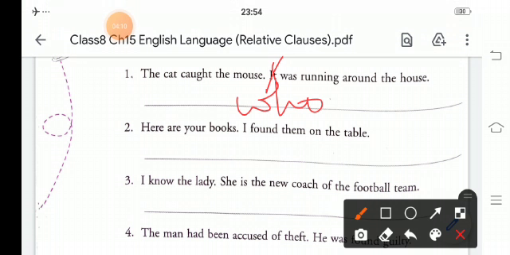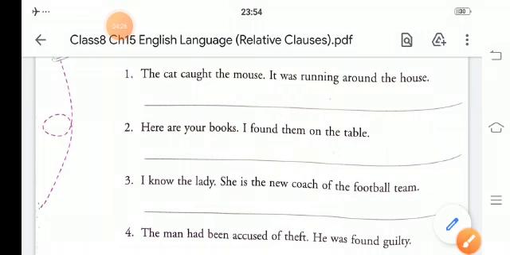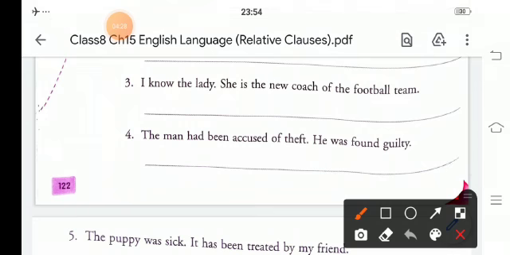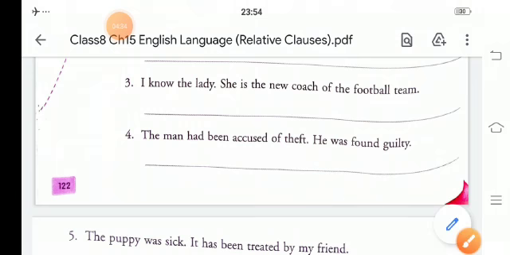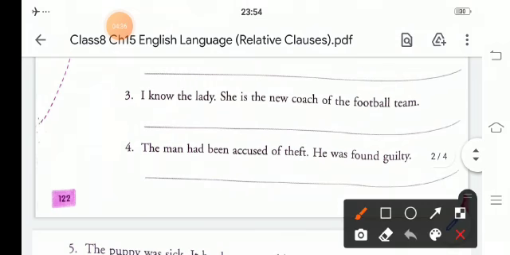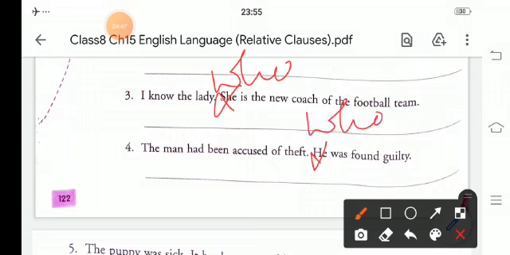The second one: here are your books. I found them on the table. Here are your books which I found on the table. Third one: I know the lady, she is the new coach of the football team. I know the lady who is the new coach of the football team. The man had been accused of theft who was found guilty.